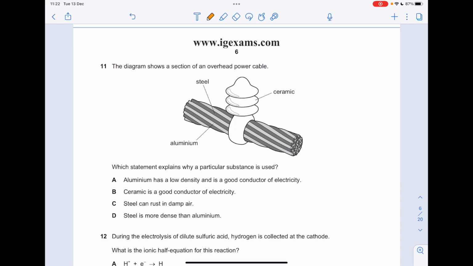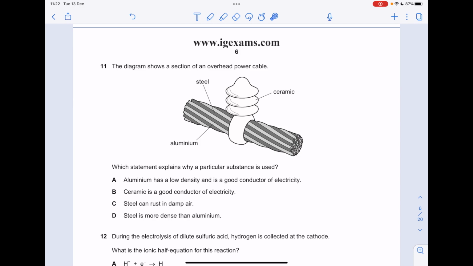The diagram shows a section of an overhead power cable. Which statement explains why a particular substance is used? So power cable means it needs to transmit or conduct electricity. Steel, remember, is an alloy of iron. It's very strong, but it is susceptible to rust. Ceramic is a strong substance holding the aluminium steel cable in place. Aluminium has a low density and is a good conductor.